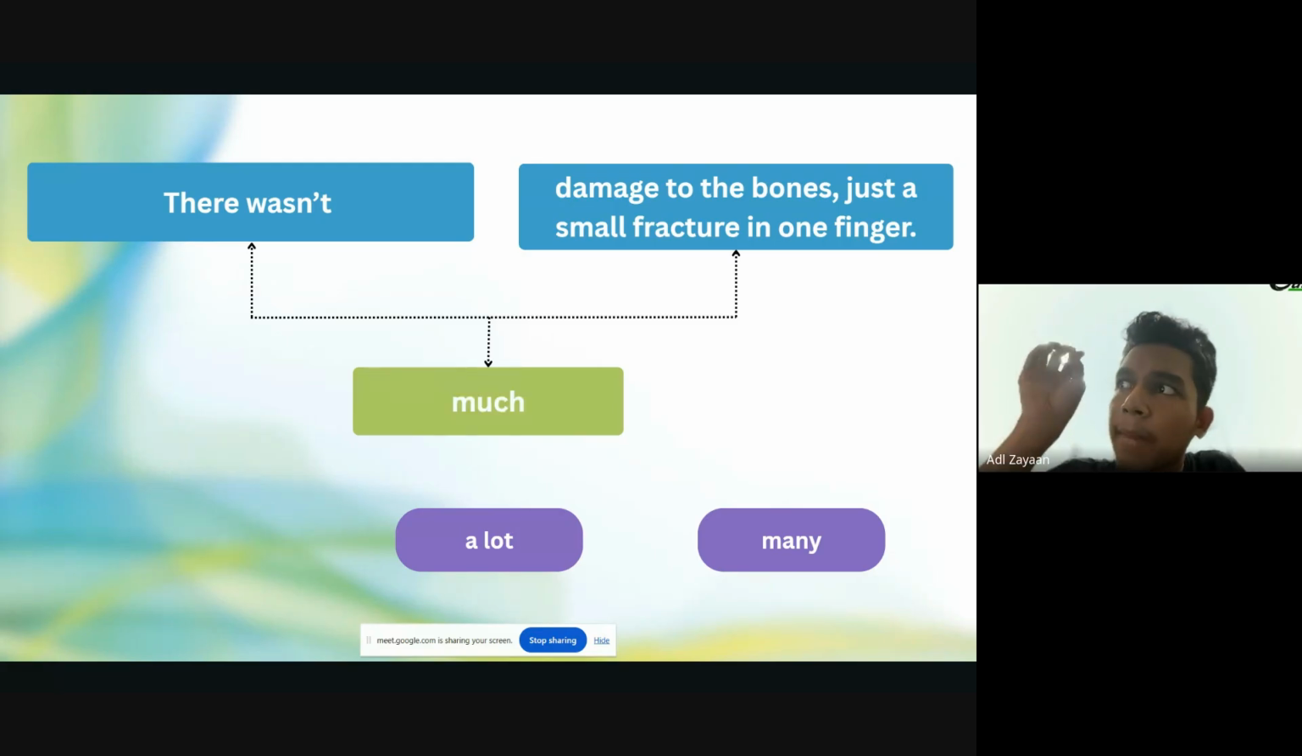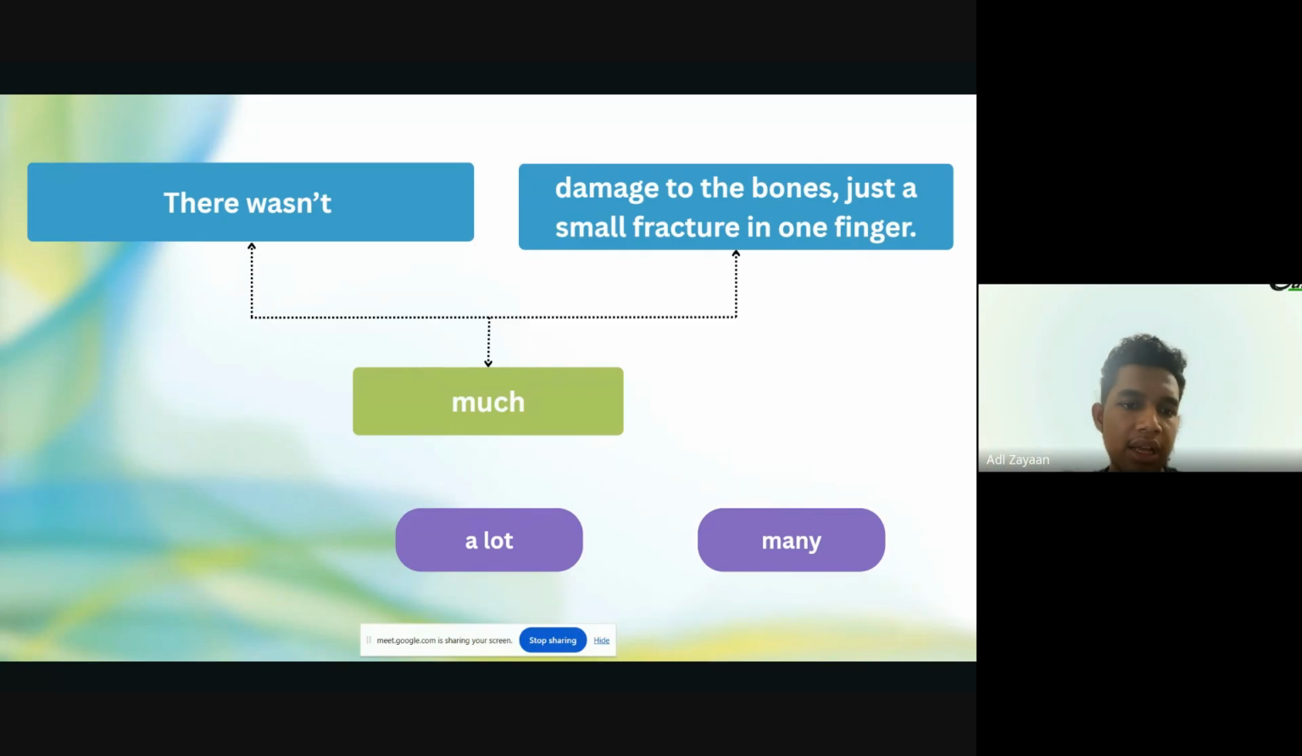So there wasn't much damage to the bone. Bone damage can be any type, right? It can be broken bones, and some other types of damage can also be there in your bones after an injury. So "there wasn't much damage to the bones" means something like that. We can't use "many" because damage to the bones can't be countable.